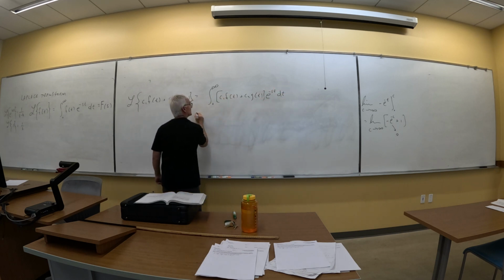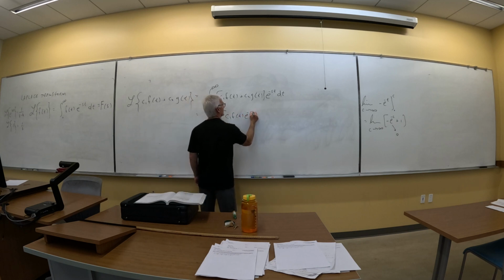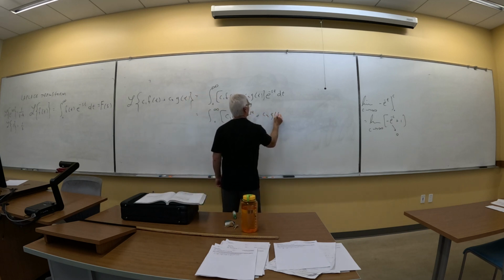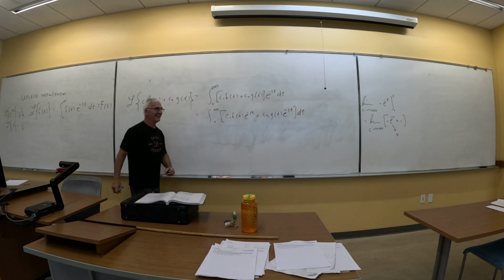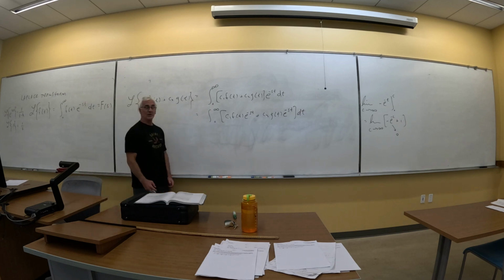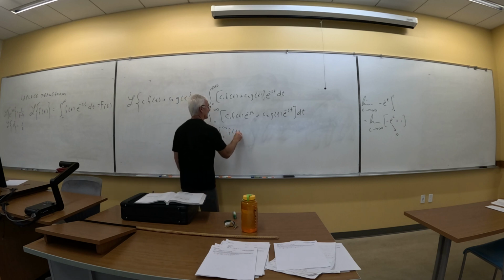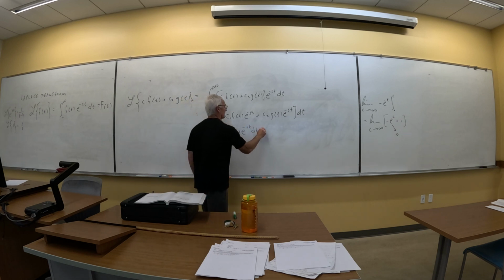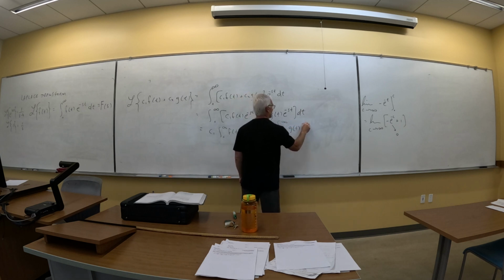Now, how does that help me? Well, I just need to do a couple of algebraic steps. I feel like I'm finally doing math. Is that true or false? Stare at that for a minute. True. All I did was distribute. And we know the integral of a sum is the sum of the integrals. So I'm going to pull the C1 out and write this as C1 times the integral of f of t e to the negative st dt plus C2 times the integral of g of t e to the negative st dt.